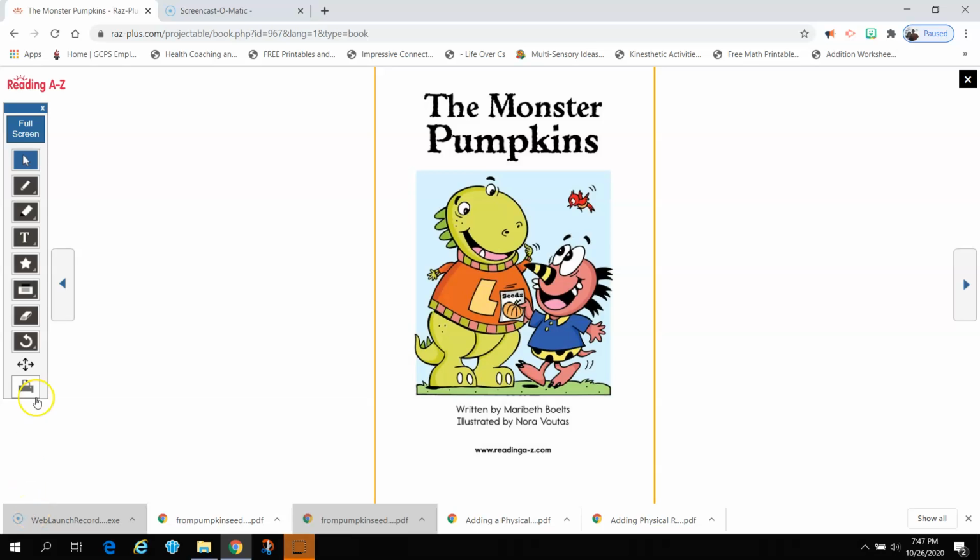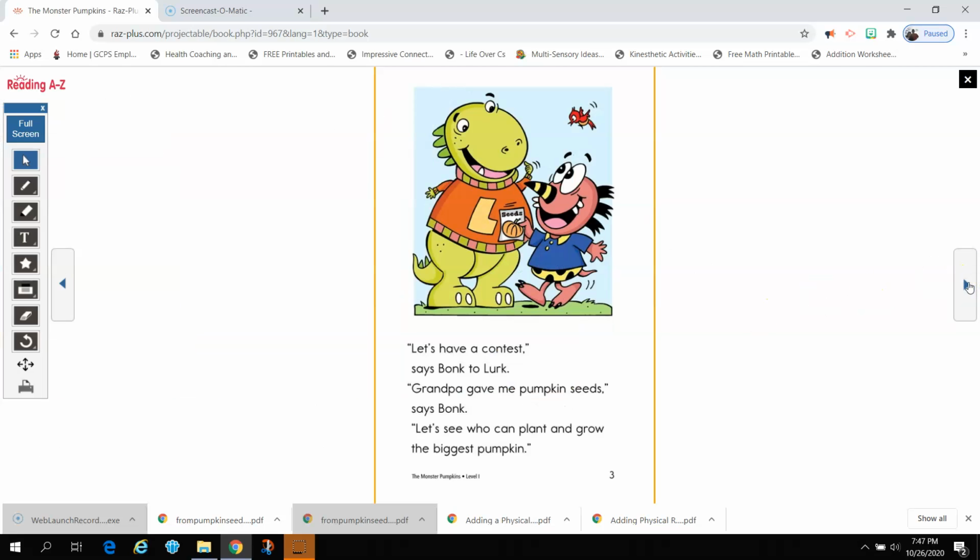Yesterday, we read this book called The Monster Pumpkins. And yesterday, we found the two main characters that are in the book. So, who can remember the names of the main characters? All right, this character is named Bonk, and this green monster is named Lurk. And they are the main characters.